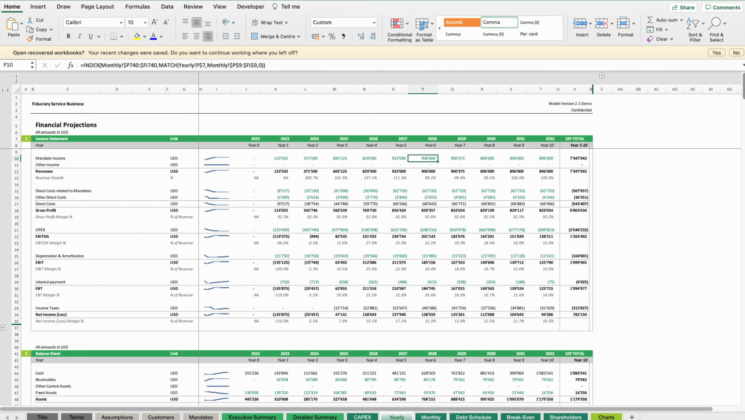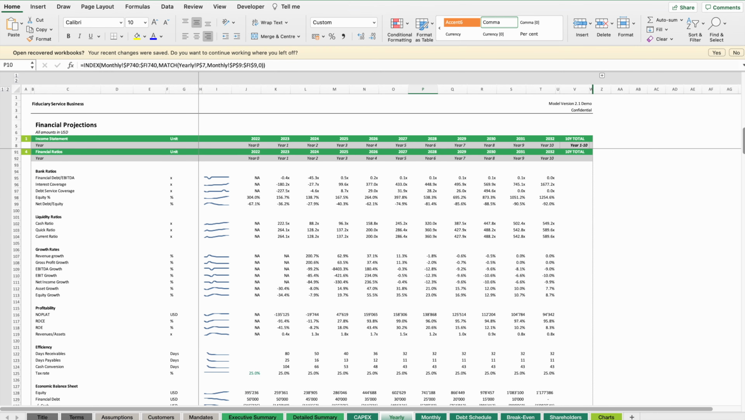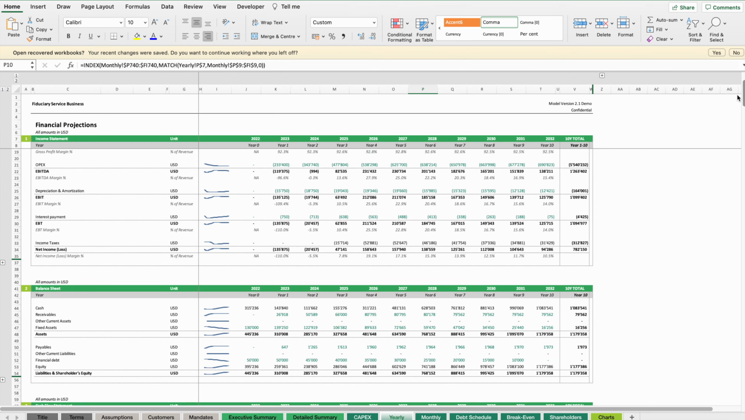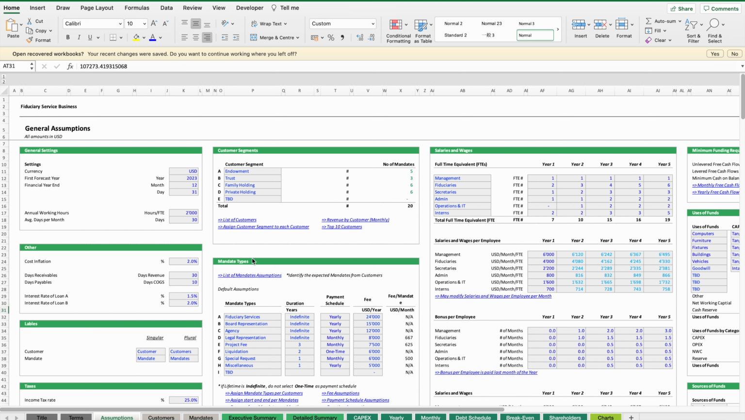This financial plan will result in a comprehensive financial statement forecast, including a forecast of the income statement, balance sheet, cash flow statement, and even forecasted financial ratios, so that we can obtain a very clear picture in which direction our fiduciary business will be heading. So let's dive into it, how we can forecast the revenues and costs for a fiduciary business.